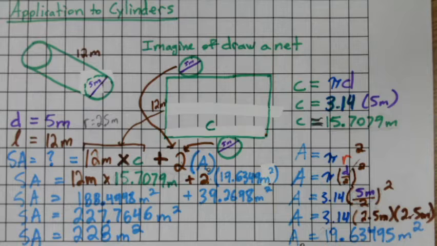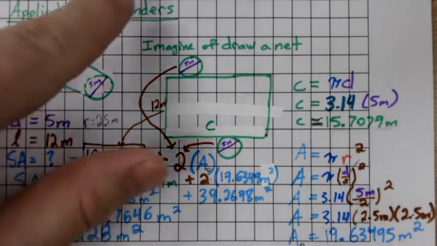Alright, now we're going to take some time and think about cylinders. How could we apply what we were talking about with the surface area of rectangular prisms and triangular prisms and now apply it to cylinders?